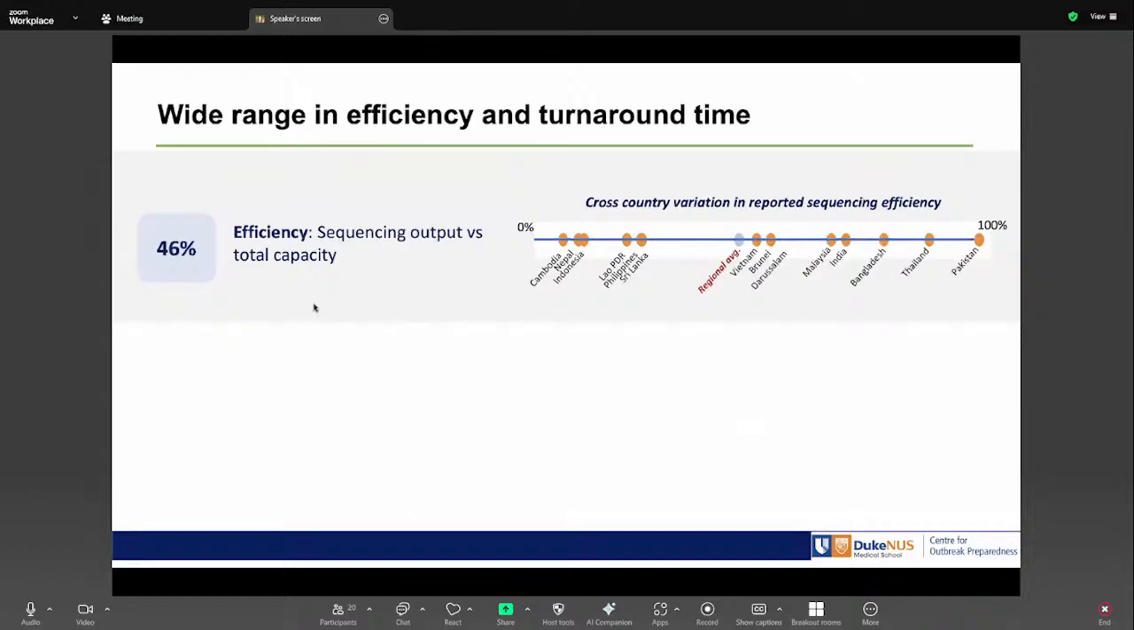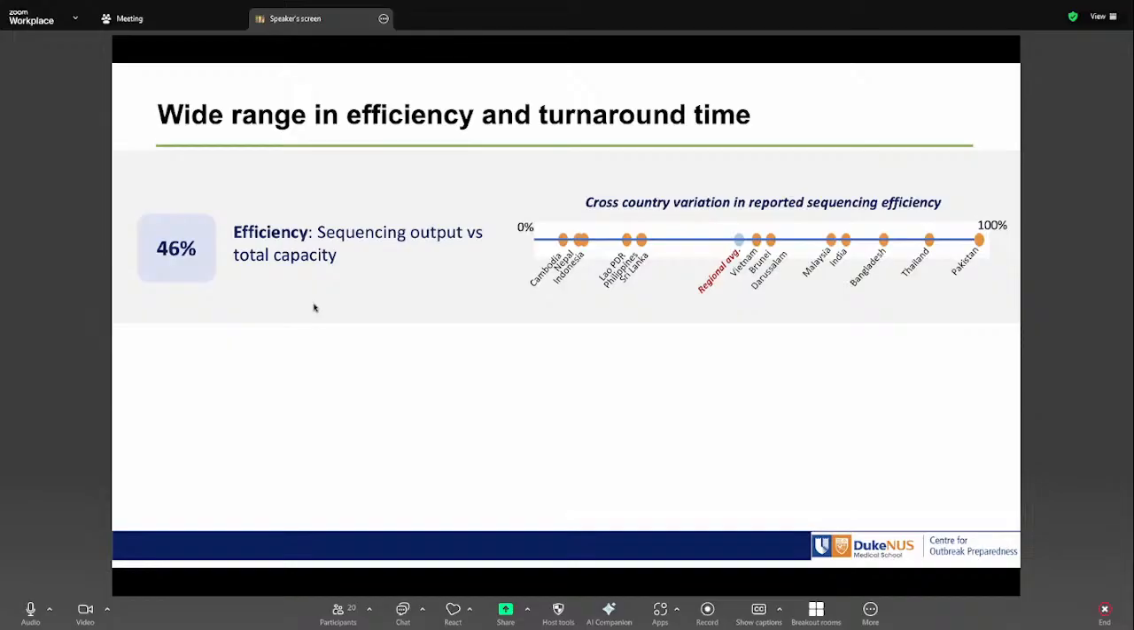Now, another important point we found was what we call efficiency, that is sequencing output versus actual sequencing capacity, and we find that it ranges across the board. And obviously, you can find Indonesia here somewhere, I believe.